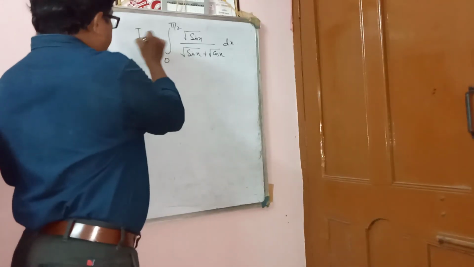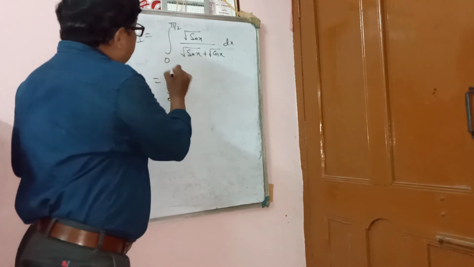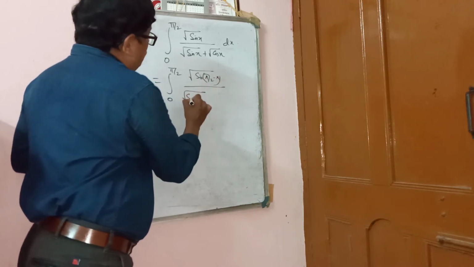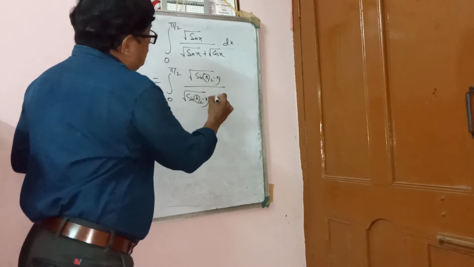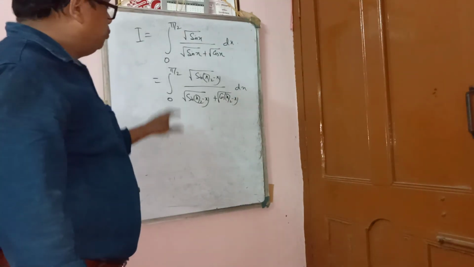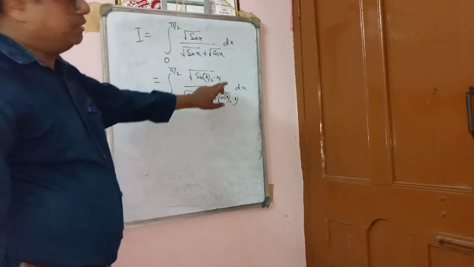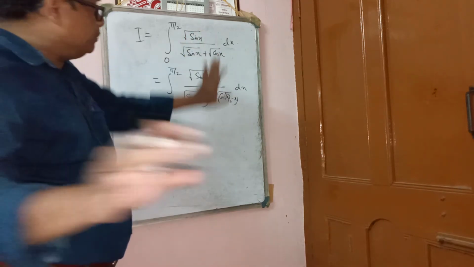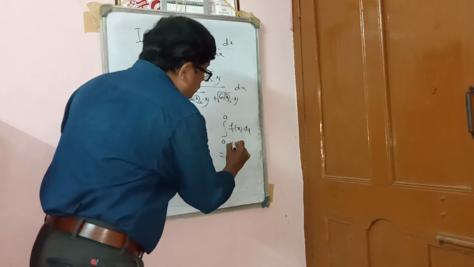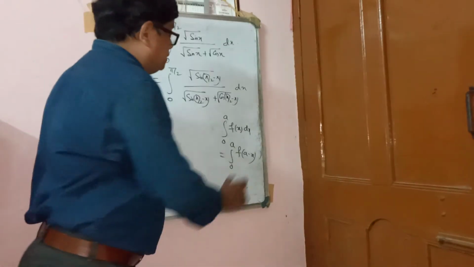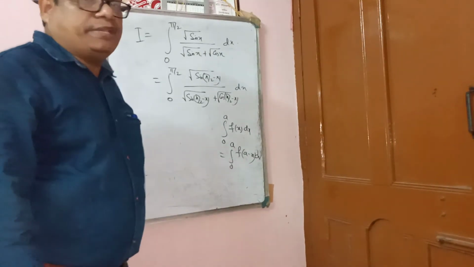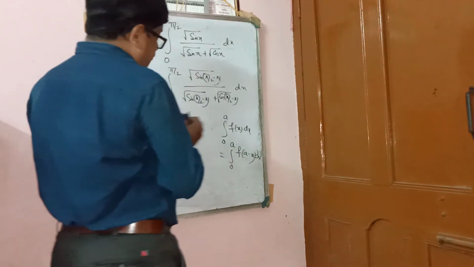First we consider this as I. So write the integral from 0 to pi/2 of root sin(pi/2 minus x) over root sin(pi/2 minus x) plus root cos(pi/2 minus x) dx. This is just a minus x, with the property that the integral from 0 to a of f(x) dx equals the integral from 0 to a of f(a minus x) dx. This property is applied.